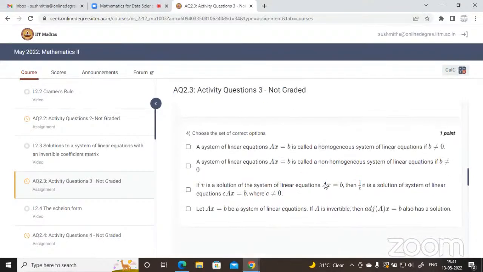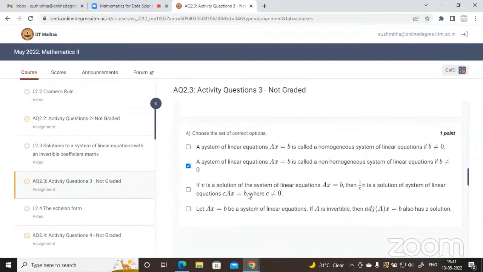What is a homogeneous system of linear equations? B is equal to 0. A system of linear equations is homogeneous if B not equal to 0. That's false. Non-homogeneous if B not equal to 0 is true.